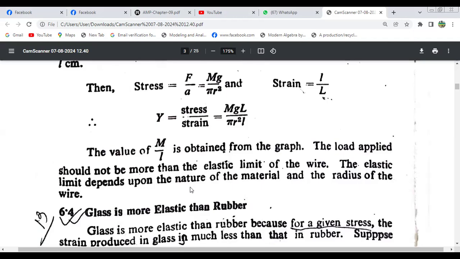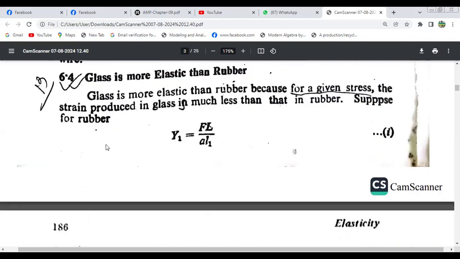The elastic limit depends upon the nature of the material and the radius of the wire. So this is the Young modulus. Now, why is glass more elastic than rubber? We can actually explain this. Glass is more elastic than rubber because, for a given stress, the strain produced in glass is less than that in rubber.